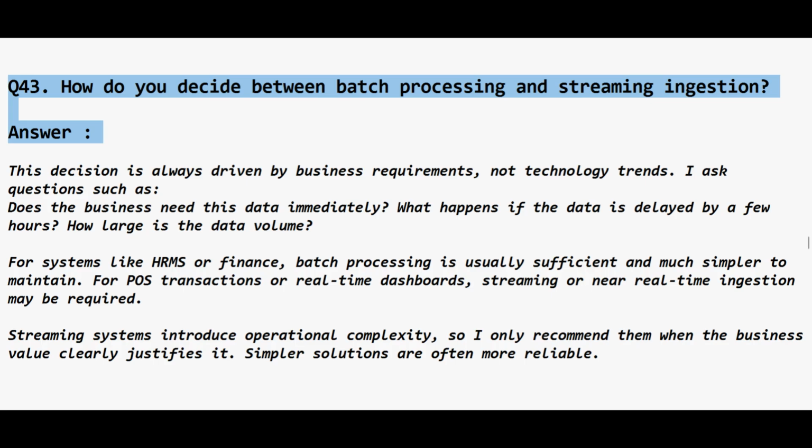For systems like HRMS or finance, batch processing is usually sufficient and much simpler to maintain. For POS transactions or real-time dashboards, streaming or near real-time ingestion may be required. Streaming systems introduce operational complexity, so I only recommend them when the business value clearly justifies it. Simpler solutions are often more reliable.